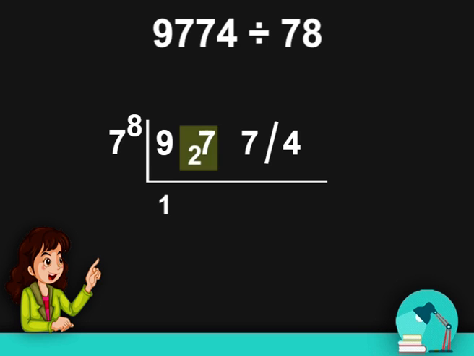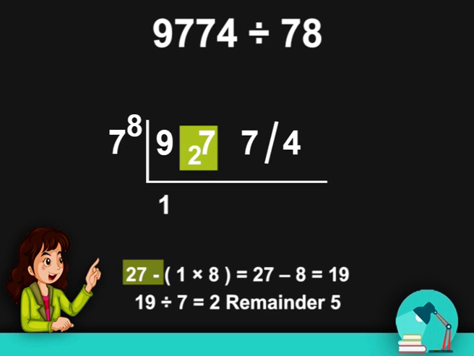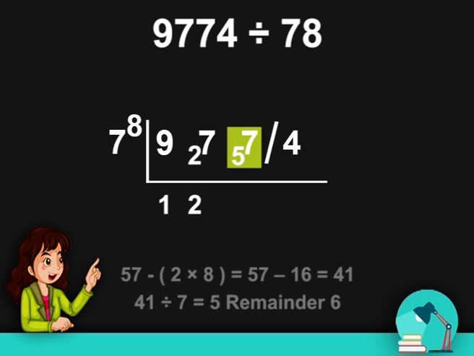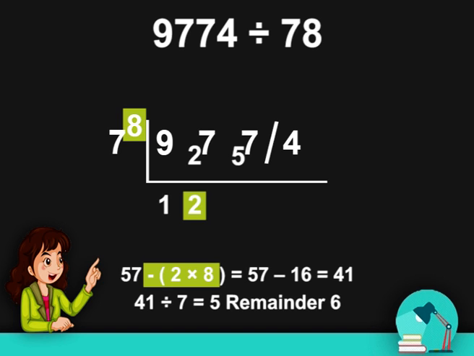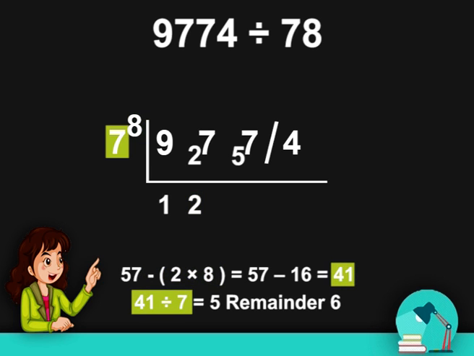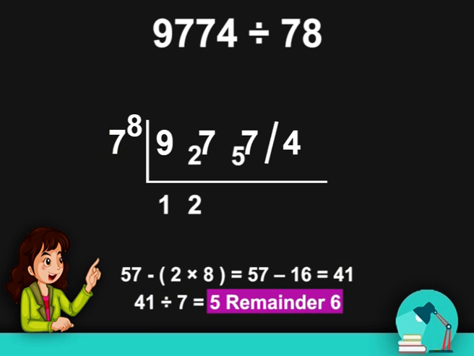The second dividend number is now 27. From 27, subtract the first quotient digit 1 multiplied by the flag digit 8 and divide the answer by 7. When we divide 19 by 7, we'll get 2 as quotient and 5 as remainder. 2 is the next quotient digit and remainder 5 is written just before 7, making it 57. 57 is the next dividend number. Subtract the product of previous quotient 2 and flag digit 8 from 57. Divide 41 by 7. We'll get 5 as quotient and 6 as remainder.